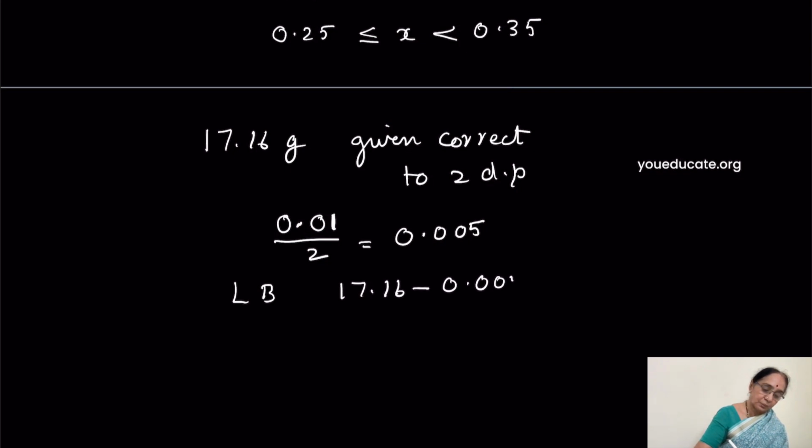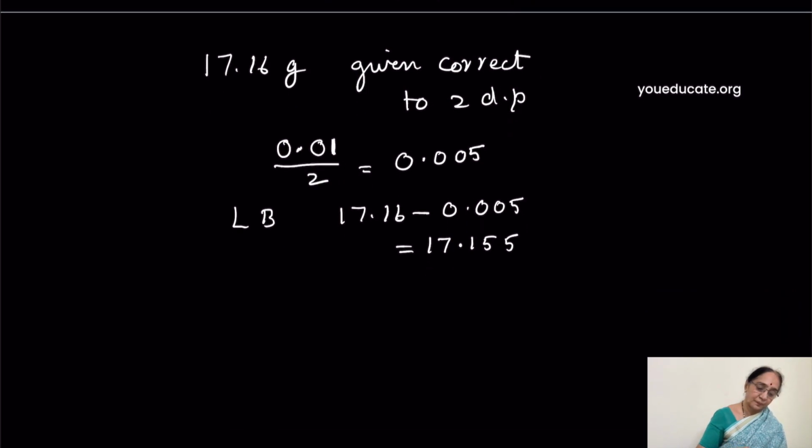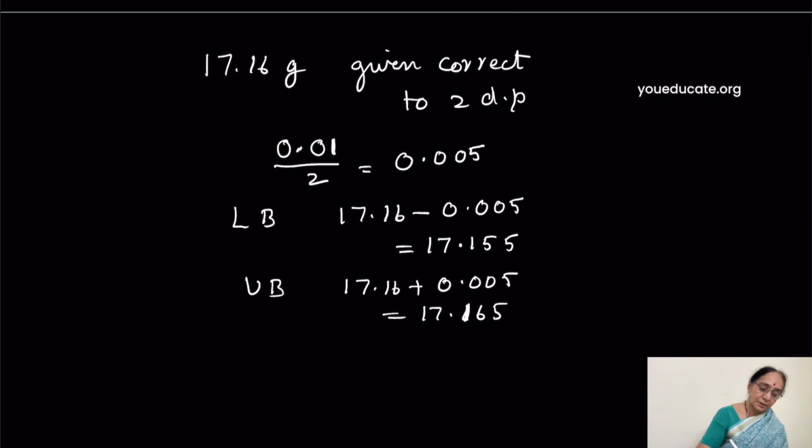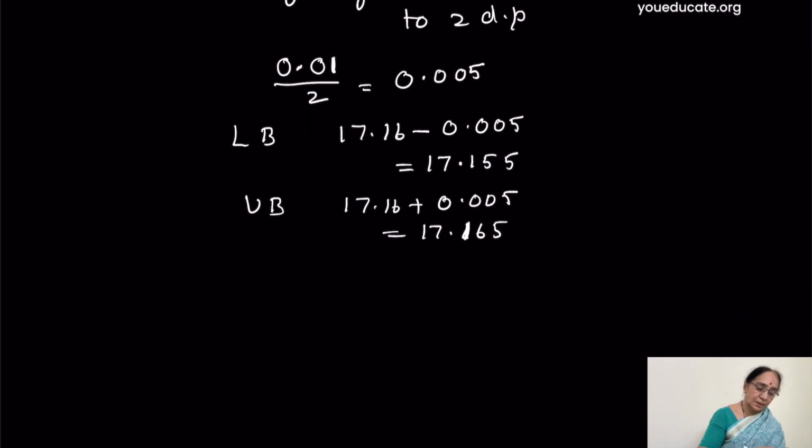So my lower bound will be 17.16 minus 0.005, and that is 17.155. Upper bound will be, addition is easy, 0.005, that will be 17.165. So if they just ask you for lower bound, upper bound, you can leave it like that. But if they say show this as an inequality, now you will have to write the lower bound 17.155 less than or equal to x less than 17.165.